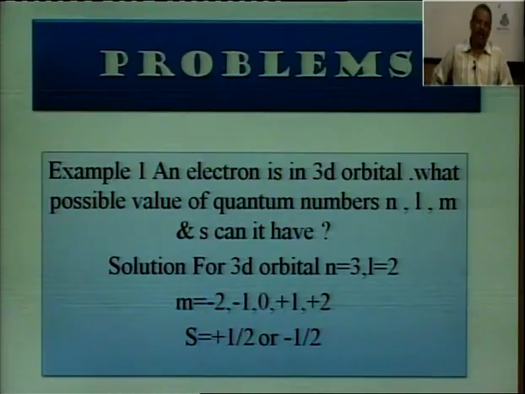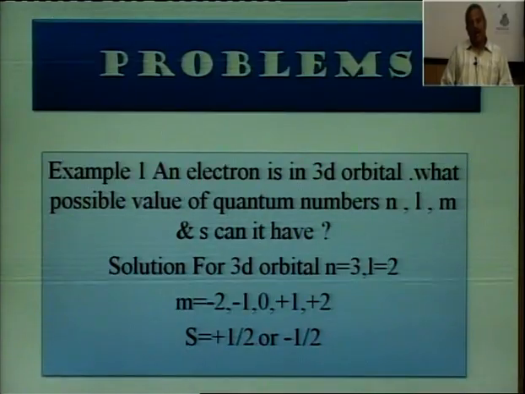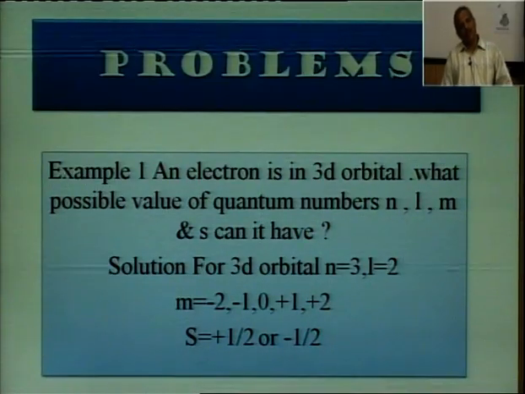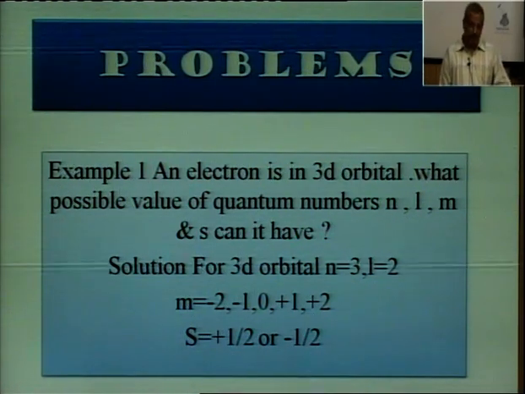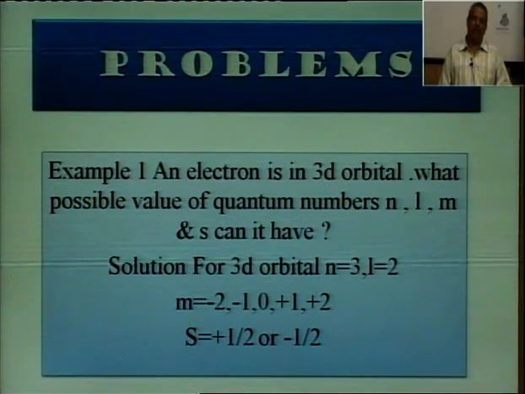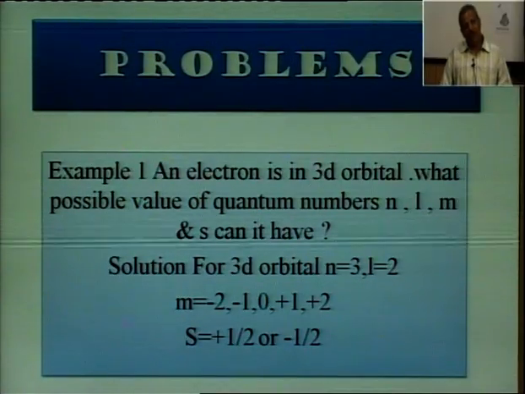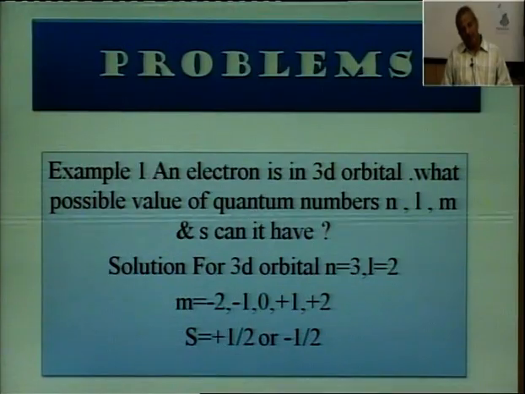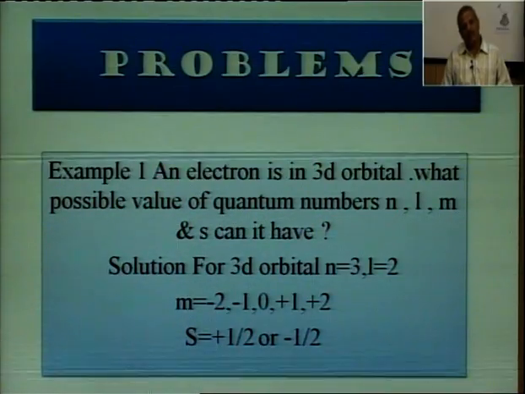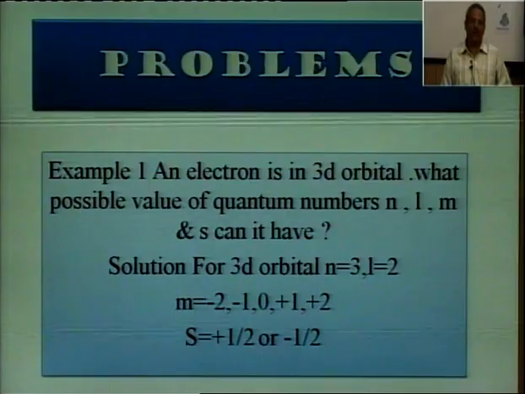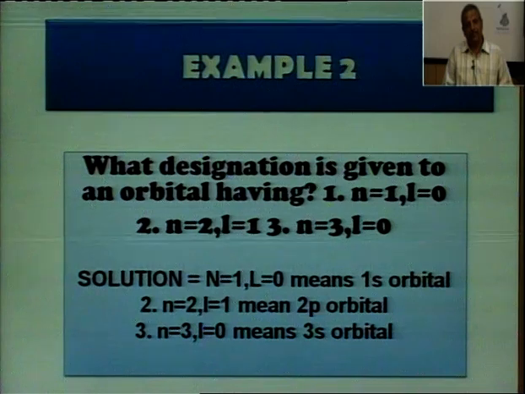So, the value of n is equal to 3, the value of L is equal to 2, and the value of m may be either -2 or -1 or 0 or +1 or +2, any one. Similarly, the spin quantum number has the value +1/2 or -1/2. Either the electron is revolving around the nucleus in a clockwise direction or anti-clockwise direction.